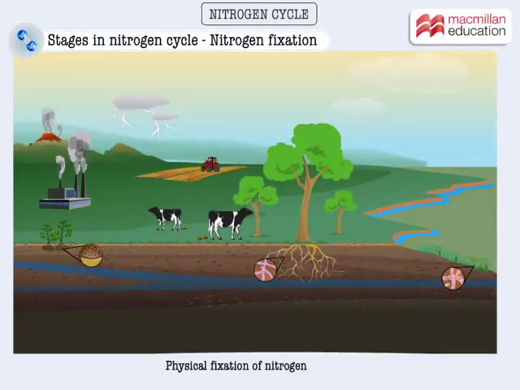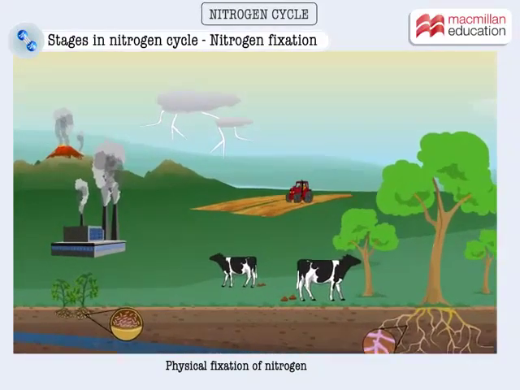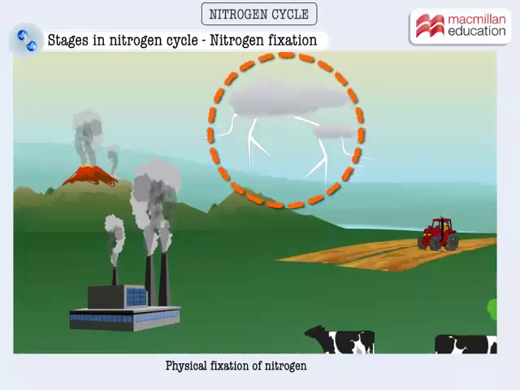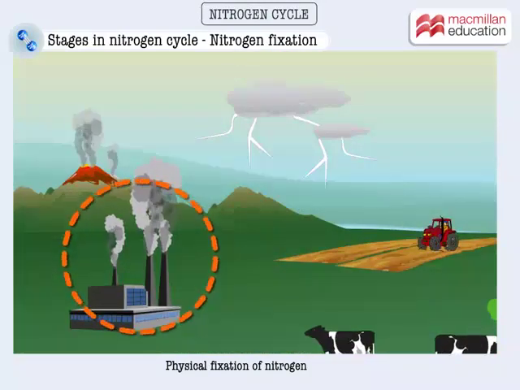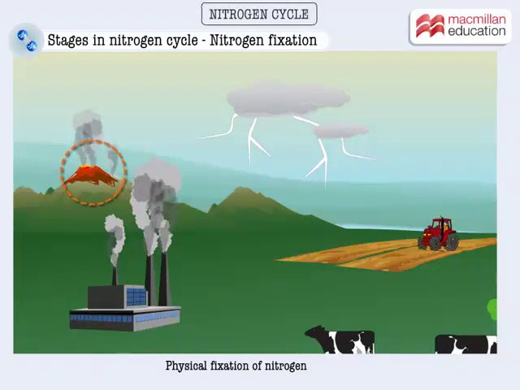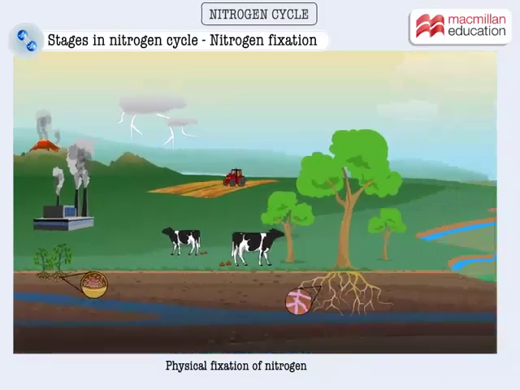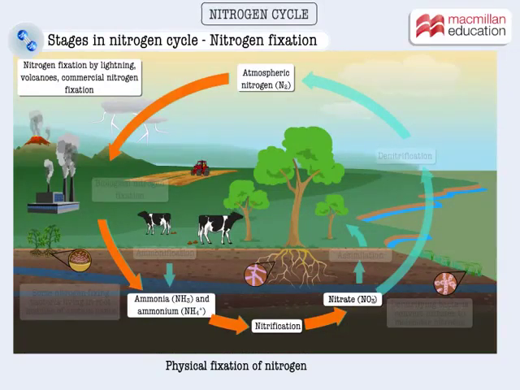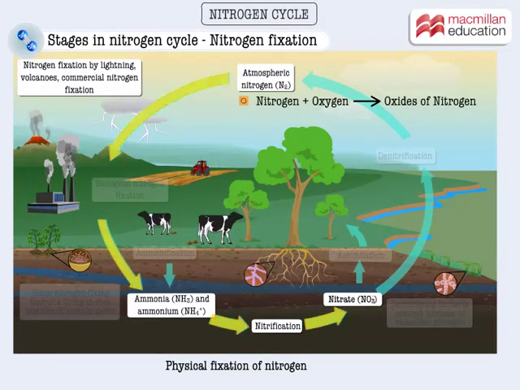Some of the physical activities that fix nitrogen are lightning and industrial processes that manufacture fertilizers. Hot volcanic eruptions also promote the fixation of atmospheric nitrogen into biologically available forms. In the presence of high energy, the inert nitrogen reacts with oxygen to form oxides of nitrogen.